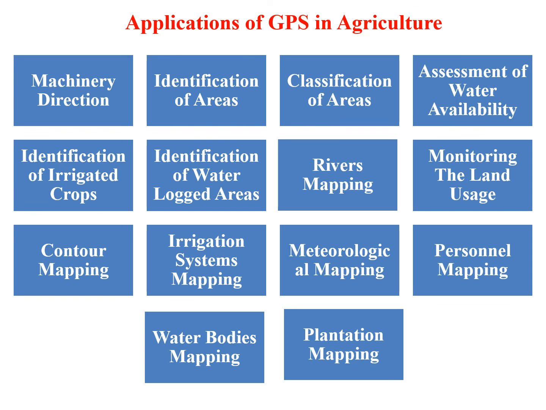Water bodies mapping. GPS can also be used to map out the existing water bodies within a given area to assess the viability of crop growth and crop yields in a given area.